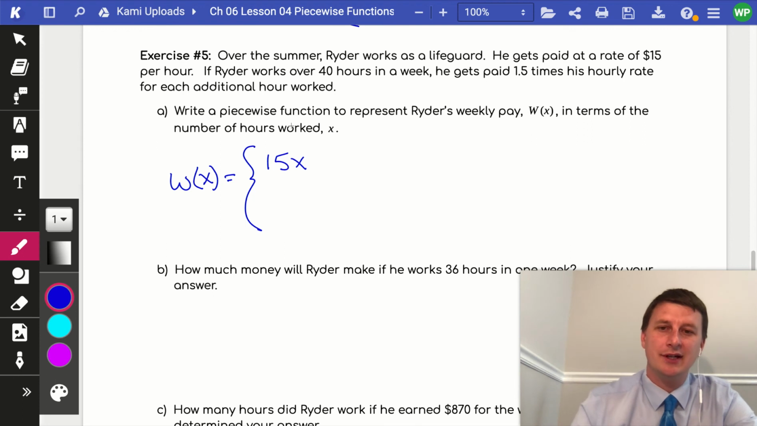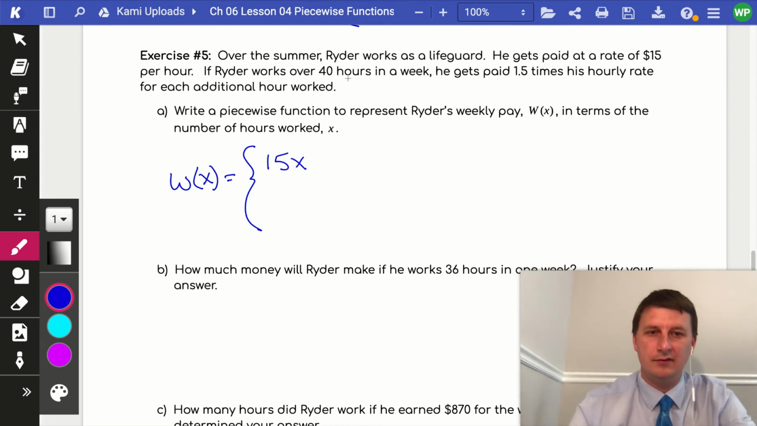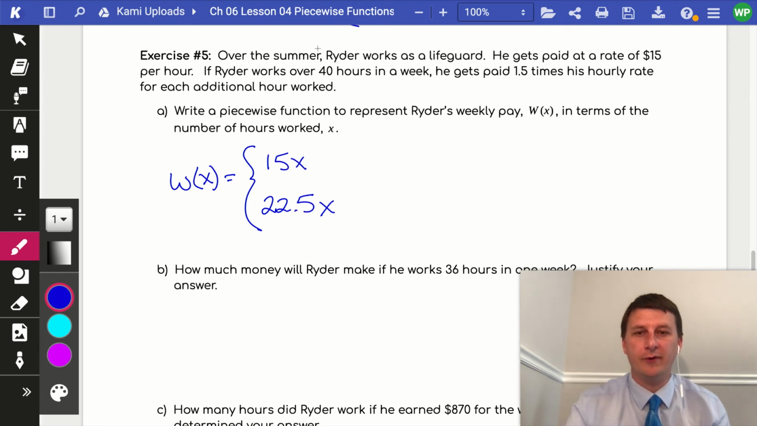Now our second function, on the other hand, is going to be a little bit more difficult because this says he gets paid 1.5 times his hourly rate for each additional hour worked. How can we figure that out? Because your initial reaction might be to say, okay, well, multiply 15 times 1.5, and you get 22.5, and that's how much you're making per hour. But if we put an x there, that's going to say how much he made every hour. And he didn't make $22.50 every hour. Only the number of hours over 40, he made $22.50. So we can't write that.